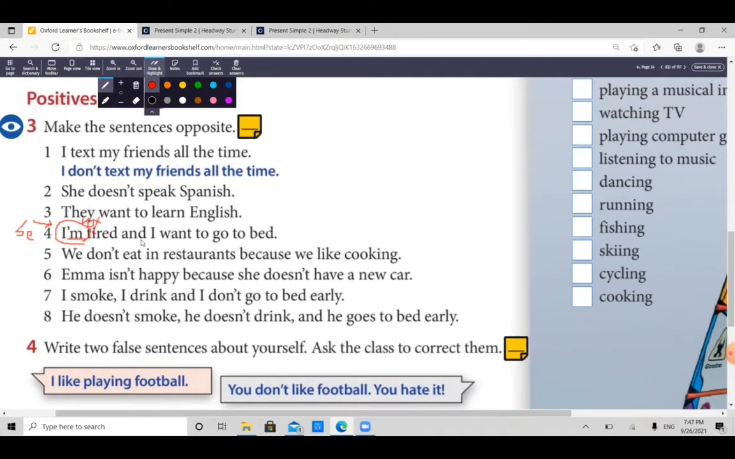But look at the next part. I want. Now this is not the verb to be, so it needs a helping verb. Only is, am, are, you don't use a helping verb. You just add not after the verb. But with all other verbs, the rest of the verbs, we need a helping verb. So, how do we make this one negative? Yes, Suha? I am not tired and I don't want to go to bed. Very good.